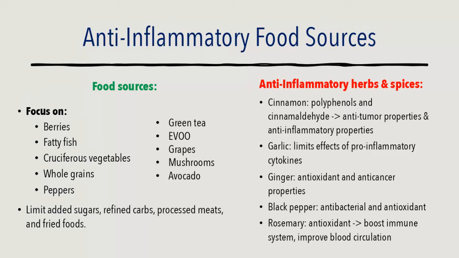Some of the anti-inflammatory herbs and spices that can be used, just to touch on a couple. For example, garlic, it's going to limit effects of pro-inflammatory cytokines. Black pepper is known as antibacterial and antioxidant. And rosemary is also an antioxidant that will boost the immune system and improve blood circulation.